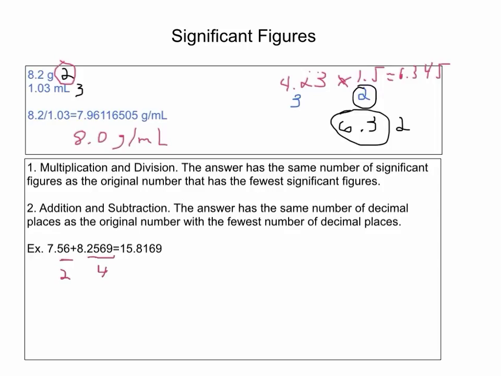What this means is we take the lower number and it tells us that our answer should only have 2 decimal places. So we're going to round to the second decimal place, which has a 1 right there. And because the number after this 1 is a 6, we're going to have to round up. And that will give us a final answer of 15.82. And note that this has 2 decimal places. And that's it for significant figures.